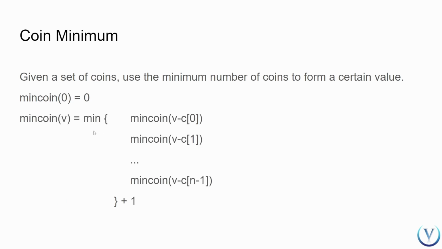If we formulate this, we can see that the minimum number of coins to form v cents is the minimum among all the following functions. The first one is taking the 0th coin, the second one is taking the first coin, and so on. We take the minimum among all these and then we add 1, representing the coin that we added.